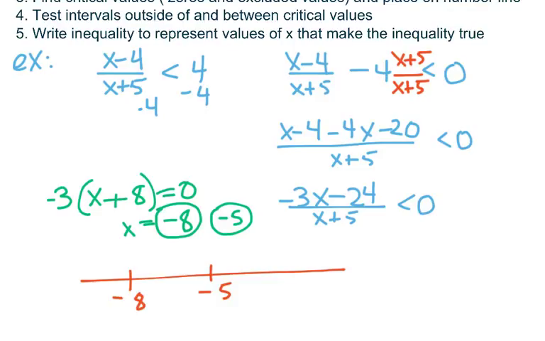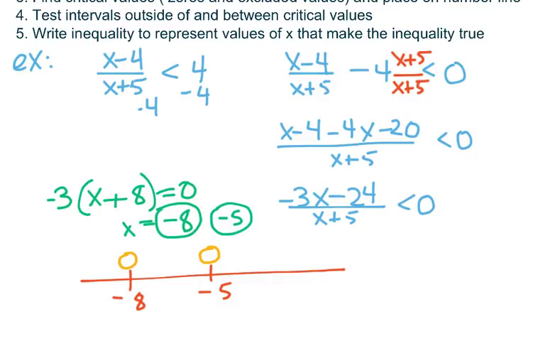Okay, so I have negative 8 and negative 5, my critical values, on the number line. I know that when x is negative 8, I have 0 is less than 0, so negative 8 does not make this inequality true. Also, negative 5 is not going to make it true because it's undefined.